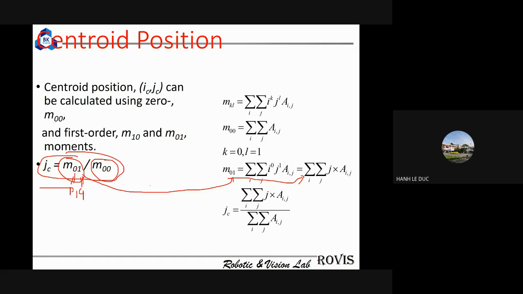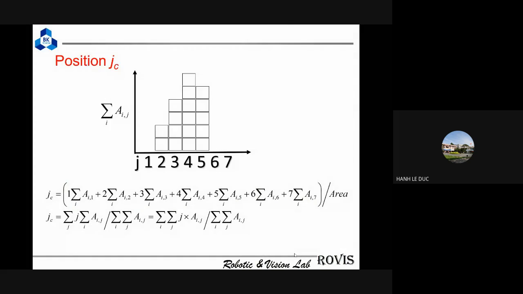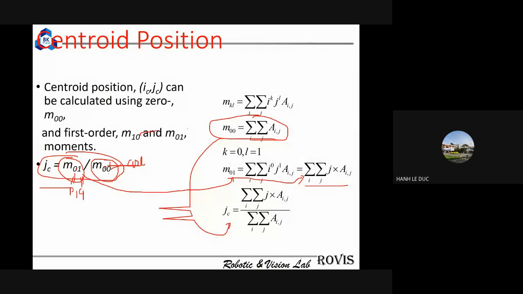Okay. And as I said before, right? M00, let's see the area of this, right? The area of it. Okay. So M00 will become this one. Okay. And then the formula is this one. Okay. So let's calculate the M01 here. Okay. So here, let me explain in more detail.